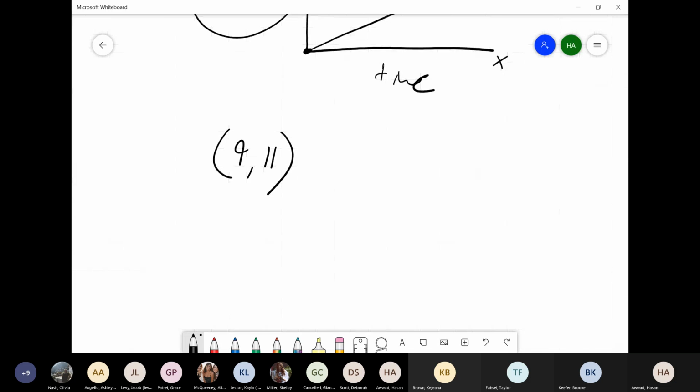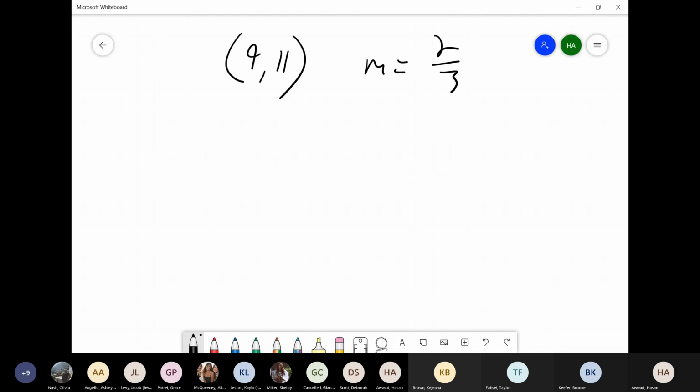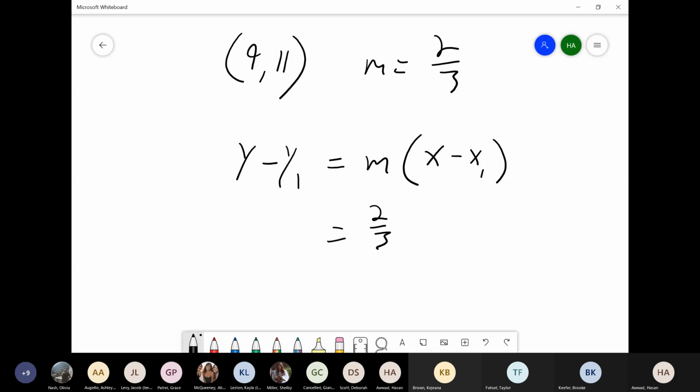So point slope form, once again, and I'll write this down as well, m is equal to 2/3. So point slope form is as follows. Hopefully you guys remember, because this was from the first part of the lecture video. So y minus y1 is equal to m times x minus x1, right? Okay, we know that our slope is 2/3, right? So I'm going to plug this in for our m.